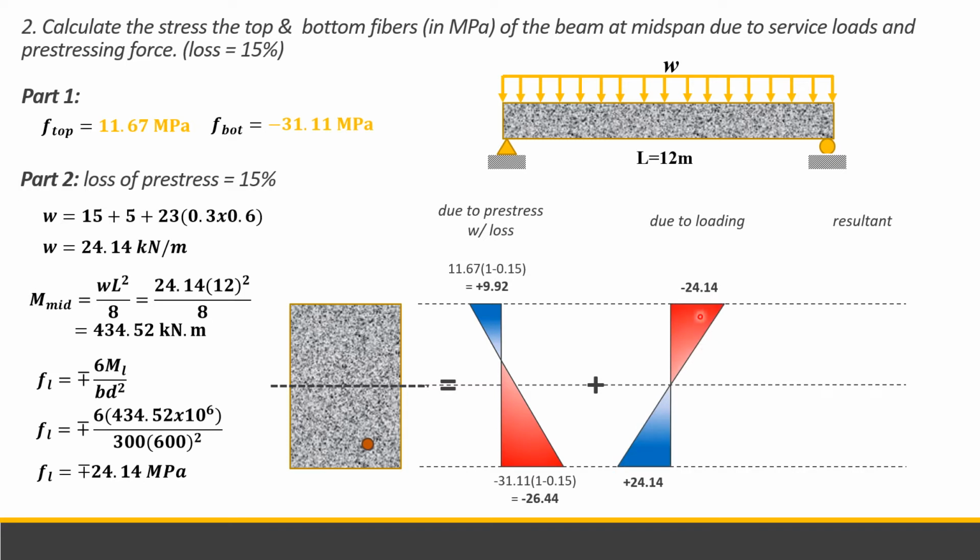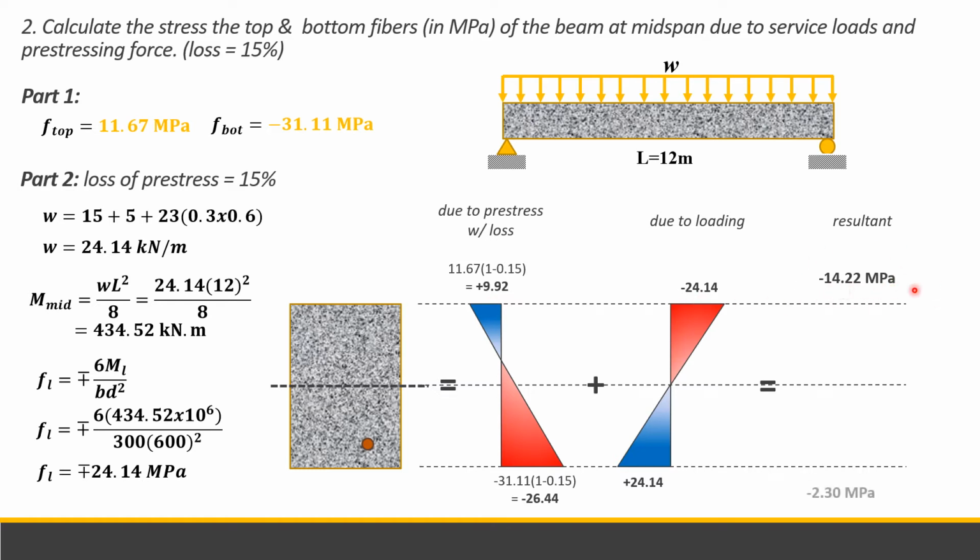This one and so ito. So due to loading, the beam tends to bend downward, no? So meaning at the top fiber, merong compression and tension sa bottom fiber. So equal sila. So the resultant force is 9.92 minus 24.14. So that is negative 14.22 megapascal.